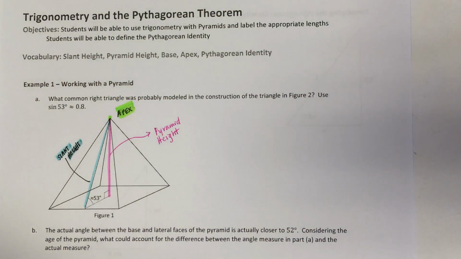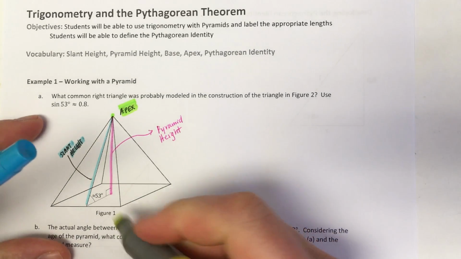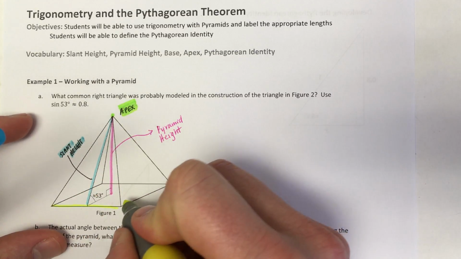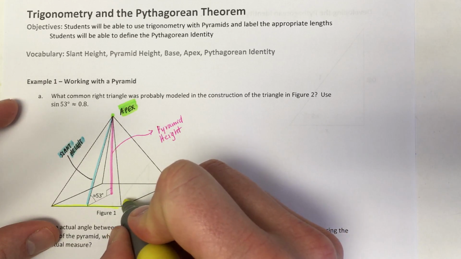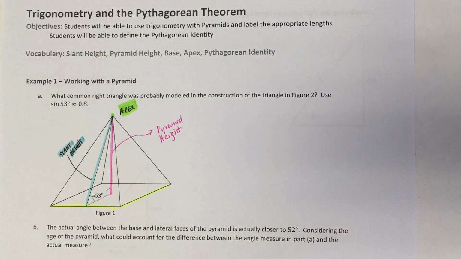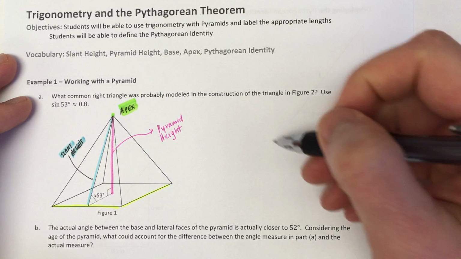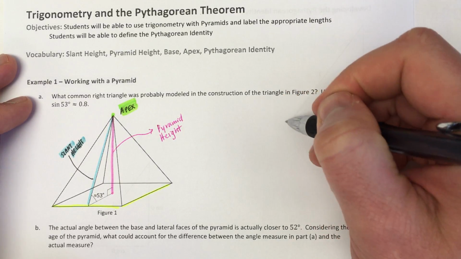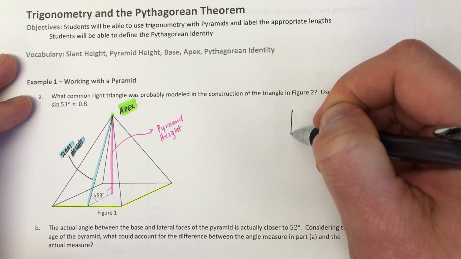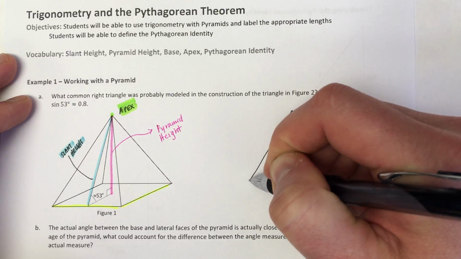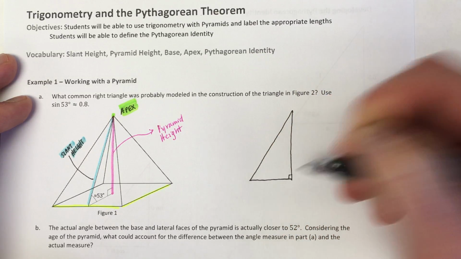And finally, what we have is the base. So the base is this whole entire distance. And if it's a square pyramid, which this one actually is, it's the other side also. Now, the question itself says, what common right triangle is probably modeled in the construction of the triangle in figure 2? We don't have figure 2 because we had to create it. And what figure 2 really is, is that embedded triangle. So I'm doing my best to draw it out accurately.